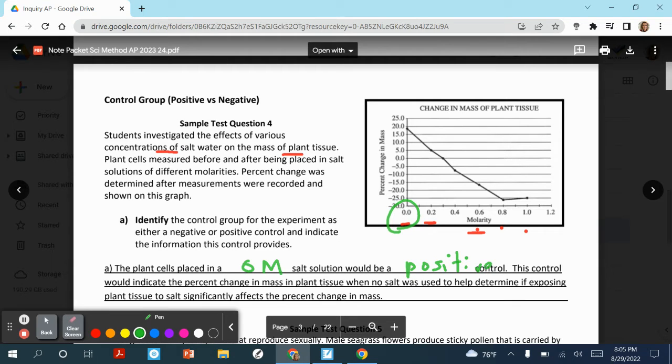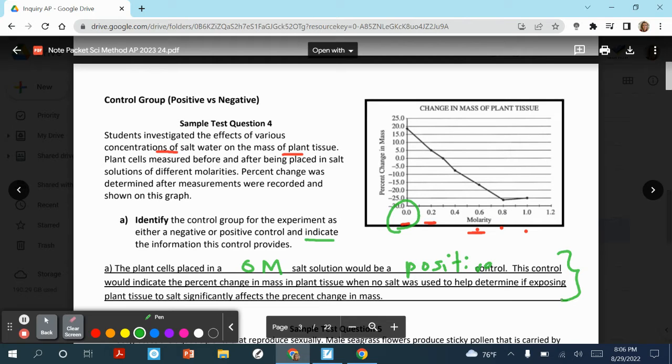Now, this part is hard, and it's just going to take practice throughout the year in order to be able to answer a question like we see here in the second part. Indicate the information the control provides. Okay. So again, I wrote an example down here. I am specific to this experiment. So you don't want to say that the plant that was put in the 0M salt solution is the control, because that's the most normal situation. You're going to get 0 points for that.